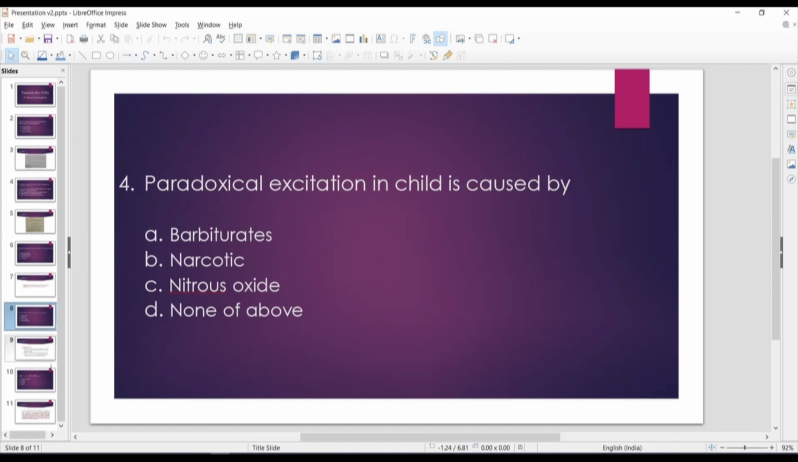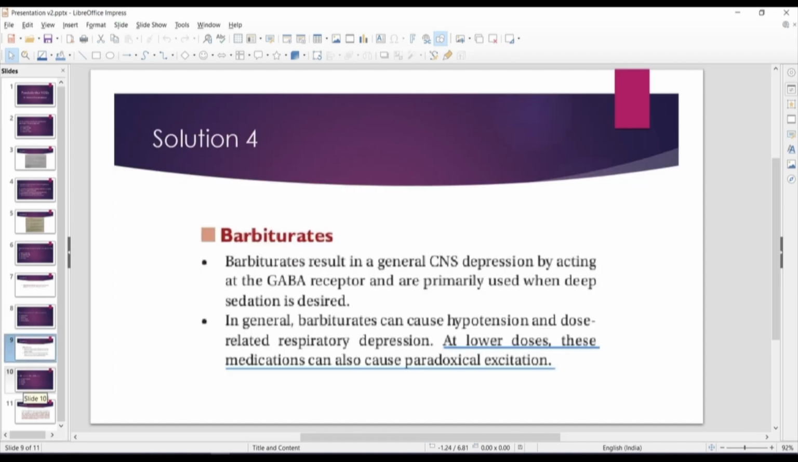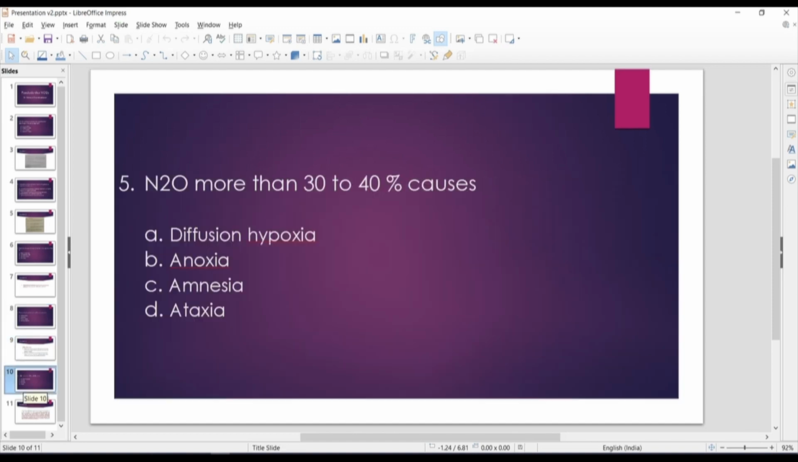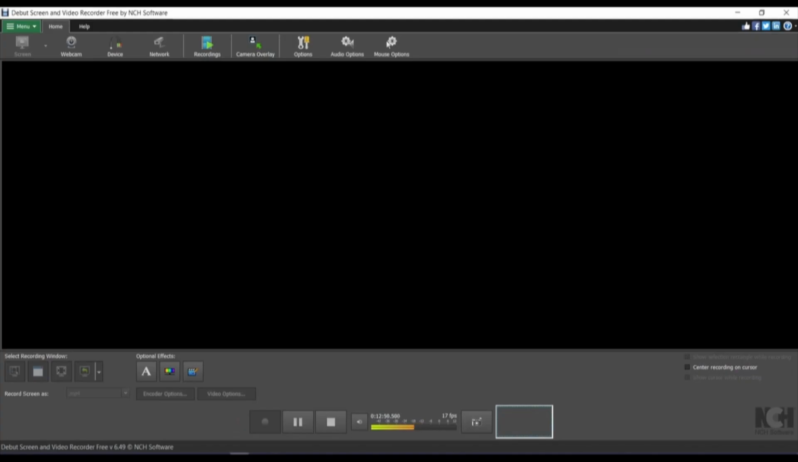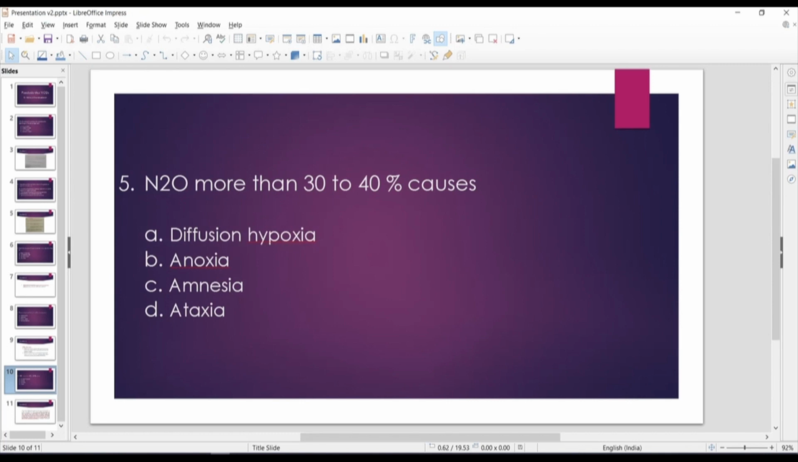Okay, fine. Let's go to the last and final question for this session. Nitrous oxide at more than 30 to 40% causes: option A, diffusion hypoxia, option B, anoxia, option C, amnesia, and option D, ataxia. Let's go through the things. I'll give you some time.